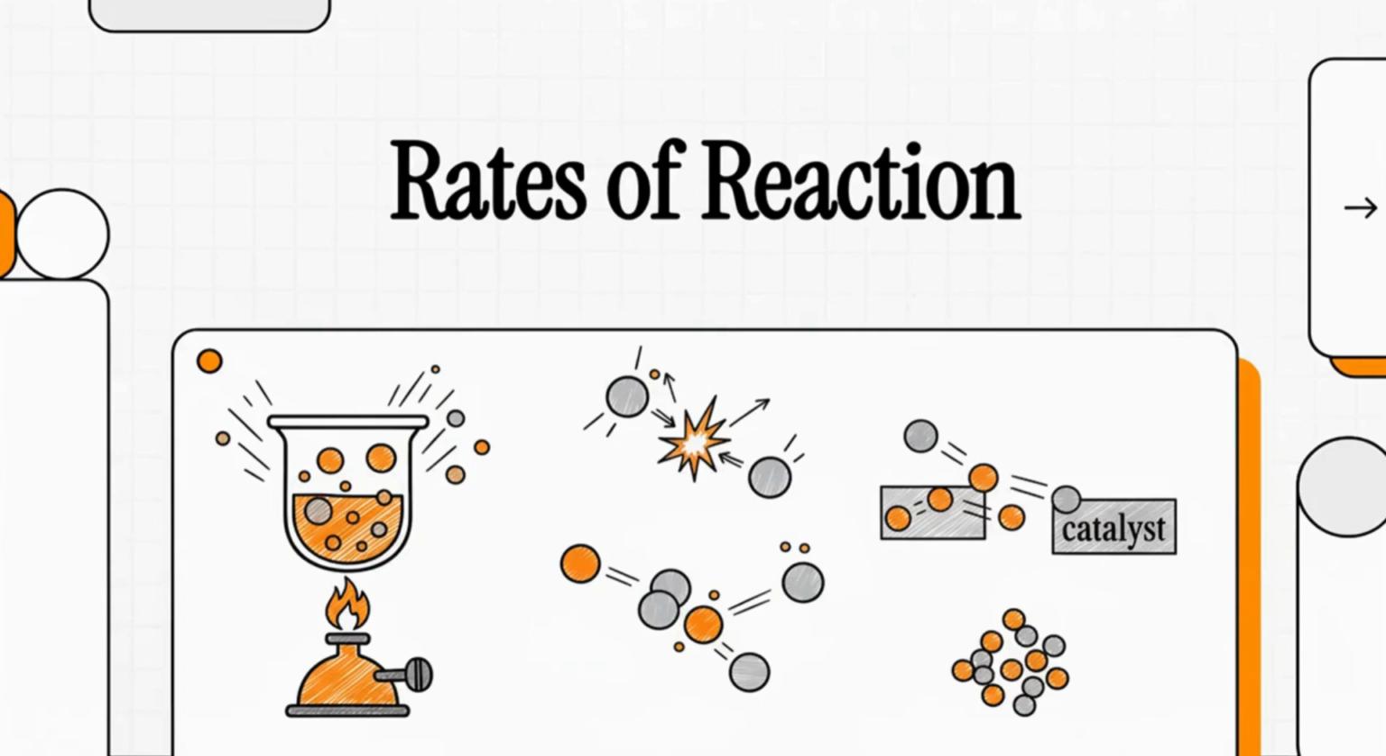Hey there! Ever wondered what the deal is with a massive instant explosion versus the slow, steady creep of rust on a bike? They're both chemical reactions, right? But they're happening on completely different clocks. Well, today, we're diving deep into the science of chemical speed and figuring out how to master the rates of reaction.